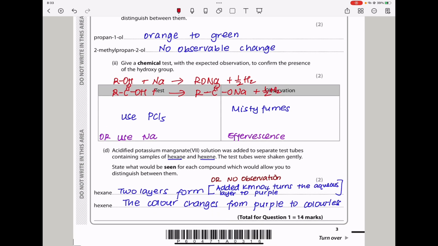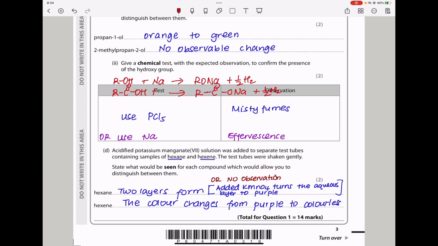In part D, they say acidified potassium manganate 7 solution was added to separate test tubes containing samples of hexane and hexene. The test tubes were shaken gently. State what will be seen for each compound, which would allow you to distinguish between them. With hexane, there will be no reaction, and we will observe two layers. One of the layers is going to be purple, that is the layer with potassium manganate or the aqueous layer, where the hexane layer is going to be colorless.